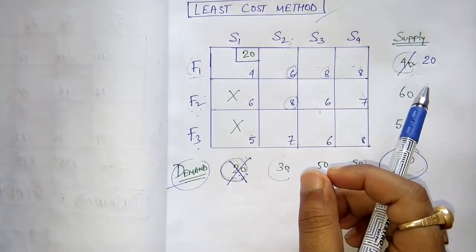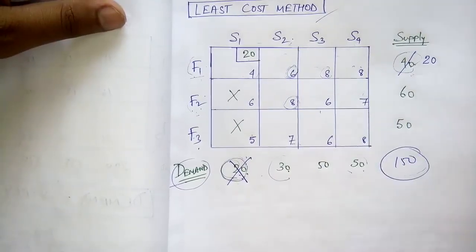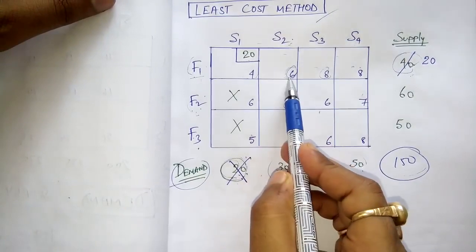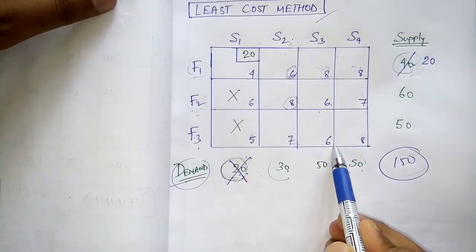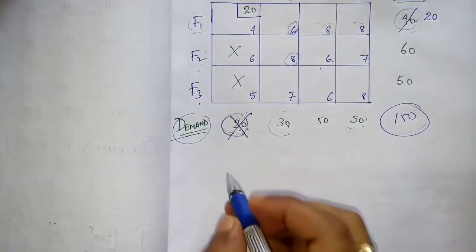Now least cost method tells you that in the next step, again choose the box which contains least cost, where the transportation cost is least. But now you see one very interesting thing. There is a tie. Here also 6, here also 6, here also 6. Okay, so what to do in this situation? I am writing one rule.